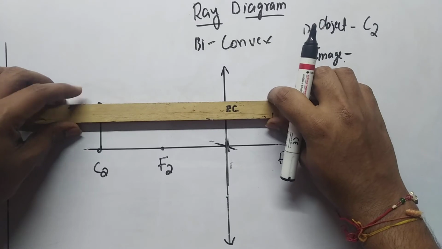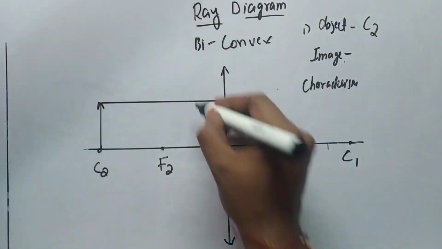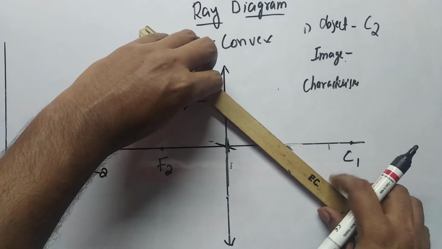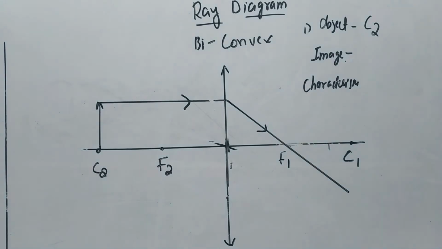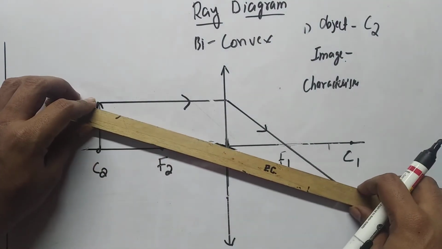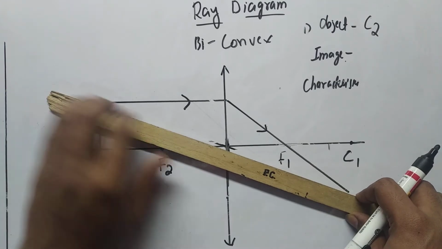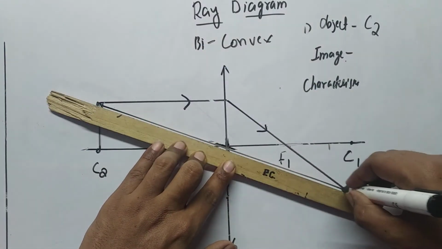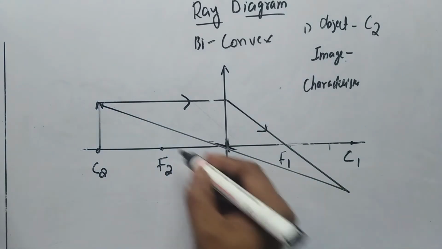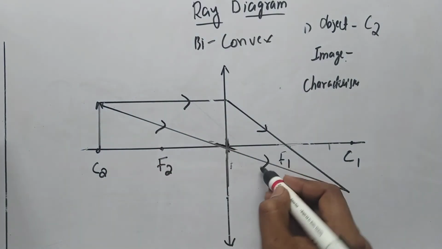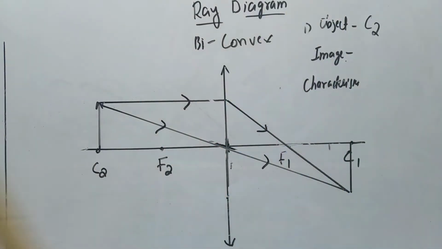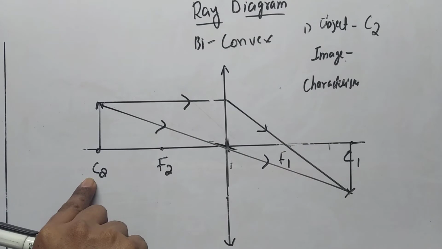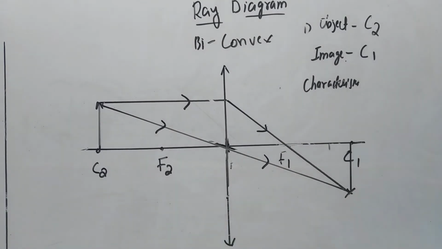So let me take situation 3. A ray is parallel to the principal axis. We know that whenever a ray is parallel to the principal axis, it will pass through the focal point, right? And next let me take a ray which is passing through the optic center. With this ray, whenever it passes through the optic center, it moves in a straight line without deviation, and we'll find that both the rays intersect at a point at C1. So whenever the object is at the center of curvature C2, we get the image at C1.